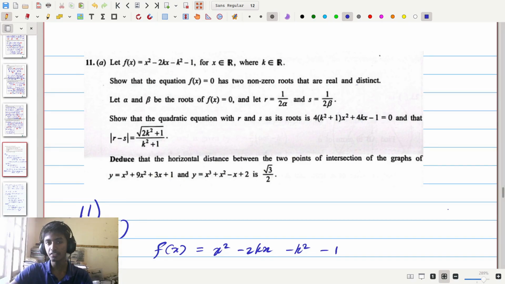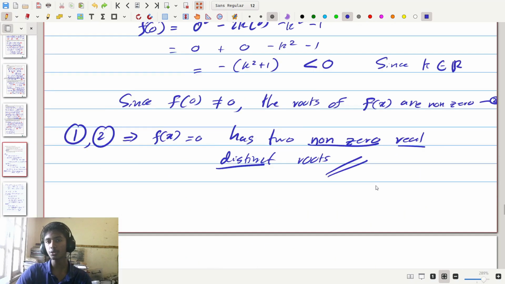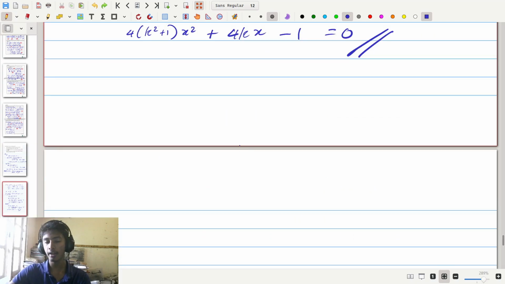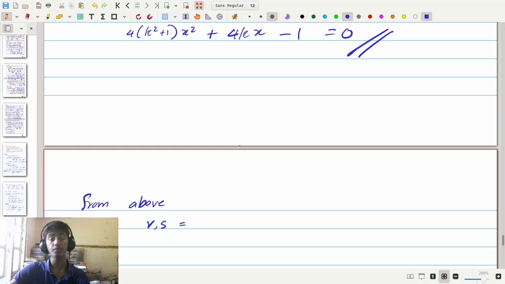Now the next part of that same question asks us to show that the modulus of r minus s, or the distance between these two roots r and s, is equal to this thing here. In order to do that, we're going to consider the two roots. The two roots r and s are the two roots of the above equation that we have here. So from above, the two roots r, s are given by, if we apply the quadratic formula, negative b plus or minus the square root of b squared minus 4ac, all over 2a.